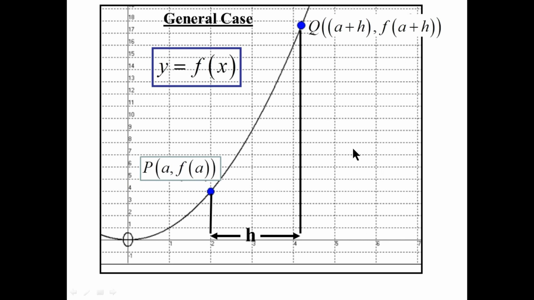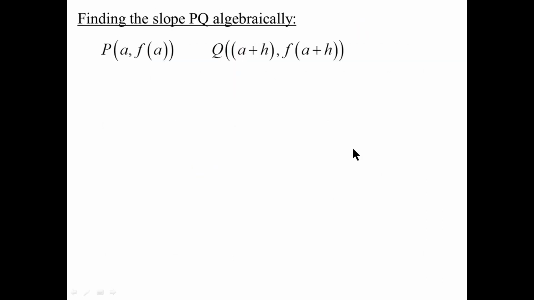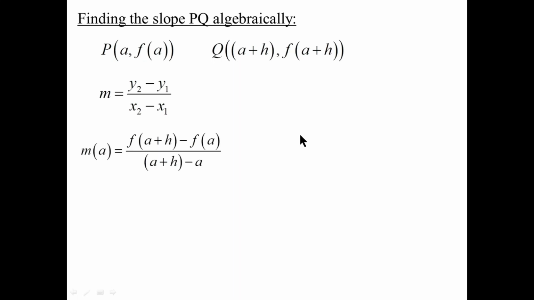Now if this is the case in general, we can find the slope PQ algebraically. Again, the slope will be y minus y over x minus x, so the slope at a will be y, which is here, minus y, which is here, so it'll be f of a plus h minus f of a, over x, which is here, minus x, a plus h minus a, this. Doing the math on the bottom, a offsets with minus a, leaving behind just h.